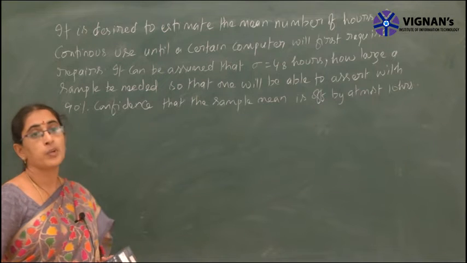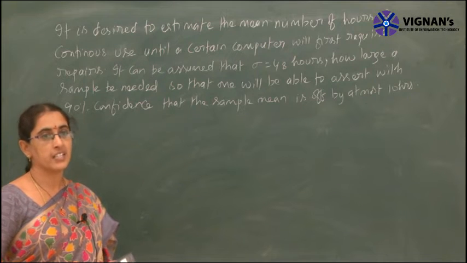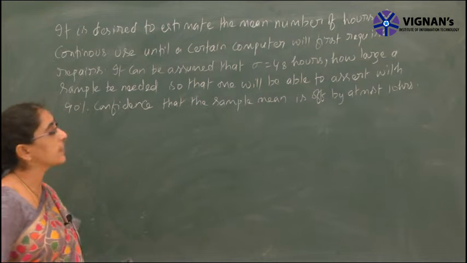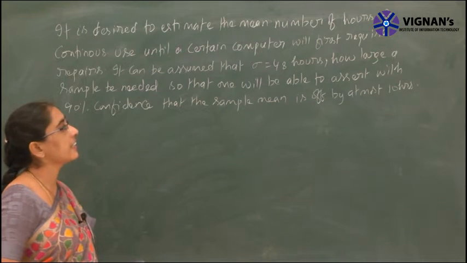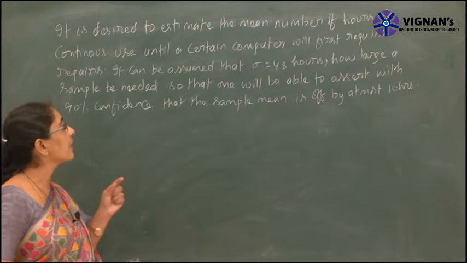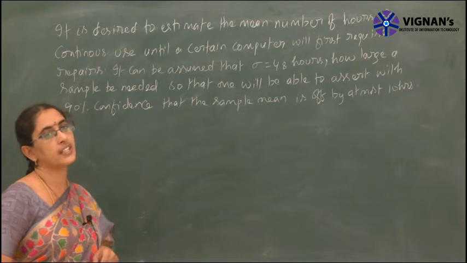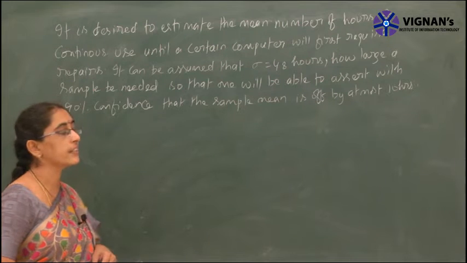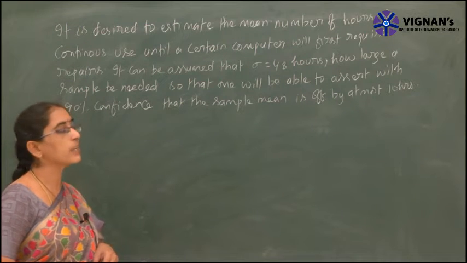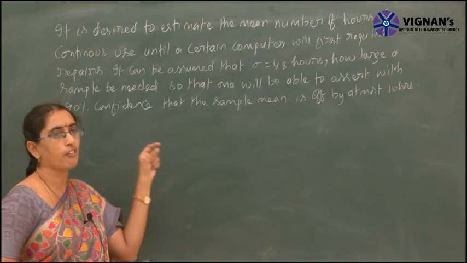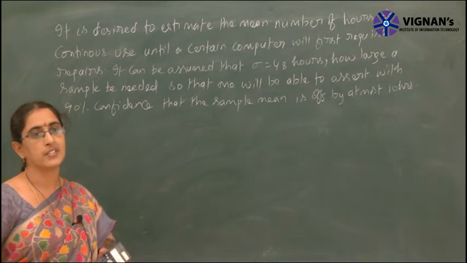Now see one more problem regarding the sample size when the mean is given. So it is designed to estimate the mean number of hours of continuous use until a certain computer will first require repairs. It can be assumed that sigma equal to 48 hours, means the deviation is 48 hours. How large a sample be needed so that one will be able to assert with 90% confidence that the sample mean is off by at most 10 hours.